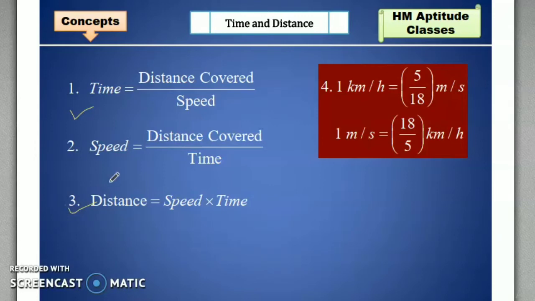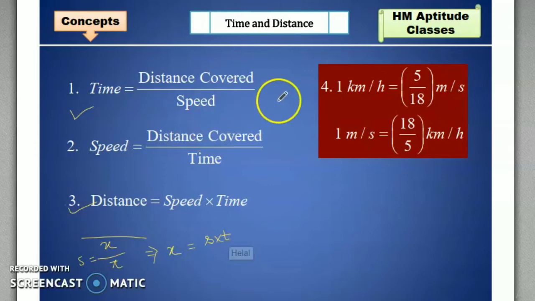If I consider an example, this is the distance x, and you are traveling the distance x in time t, so your speed will be equal to x upon t. So based on that we can say that the distance x is equal to speed s into time t. This can be the relation between distance, time and speed.